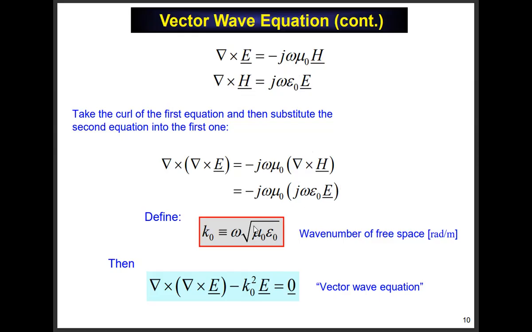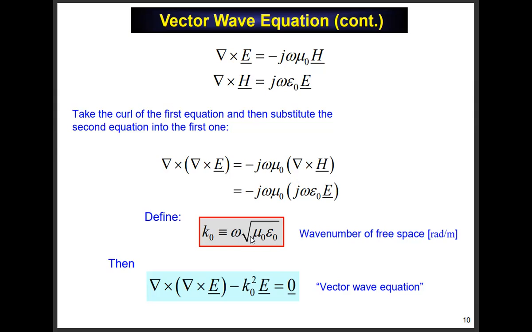Now we've seen this term before, but we'll officially define it here: the wave number of free space. Free space means vacuum, but technically speaking, air is close enough. The definition of k0, the zero always means free space, just like epsilon zero, mu zero, right? k0, the wave number of free space, by definition, is omega square root of mu zero epsilon zero.